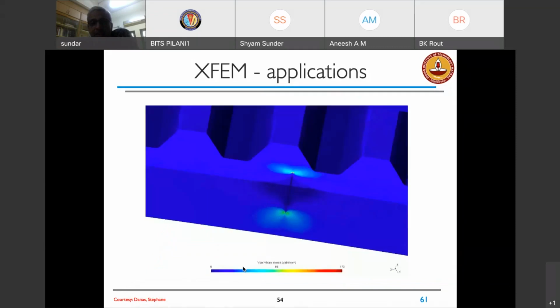And of course, this can also be done in 3 dimensions. So this is crack growth in a typical gear profile. Just to tell you that it also works quite nicely in 3 dimensions as well.